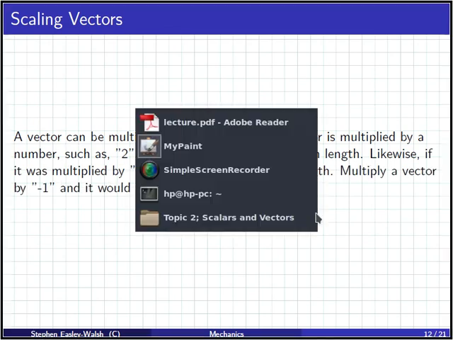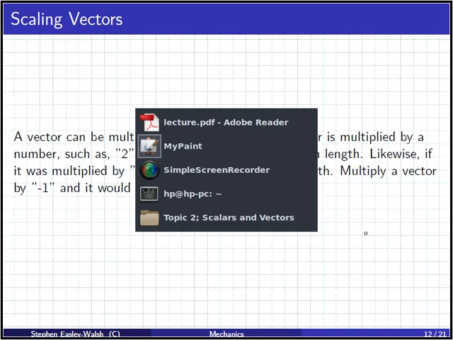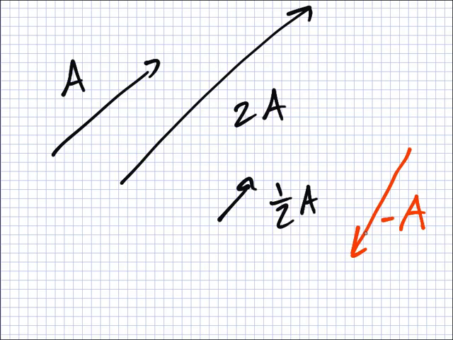What happens if you multiply by minus 1? That was the sign. Yeah. So this is minus A. Maybe actually it'd be nice if you draw these examples. That would be good.